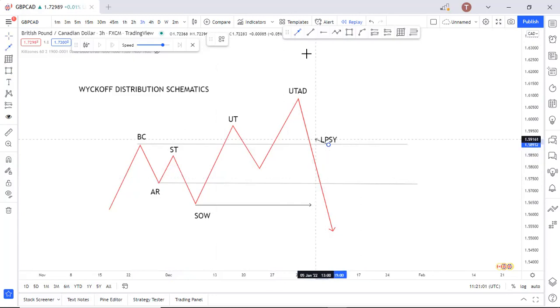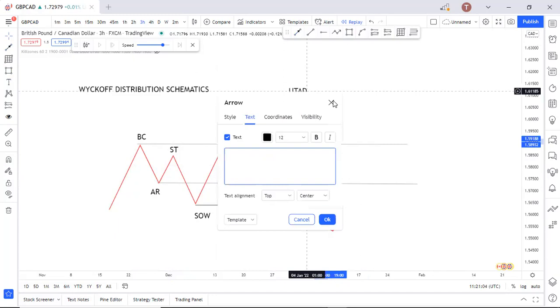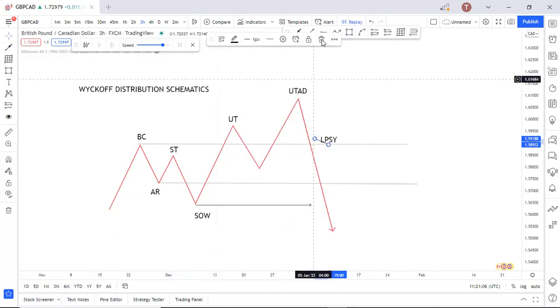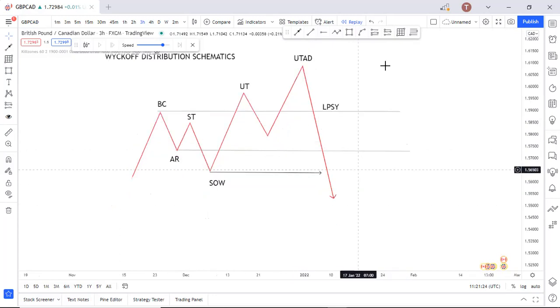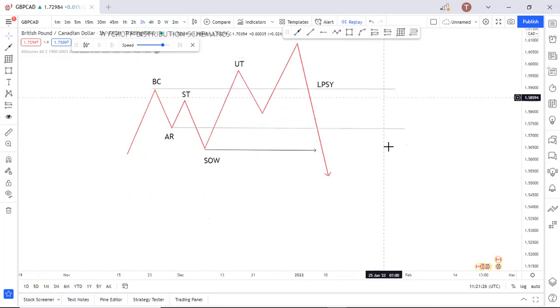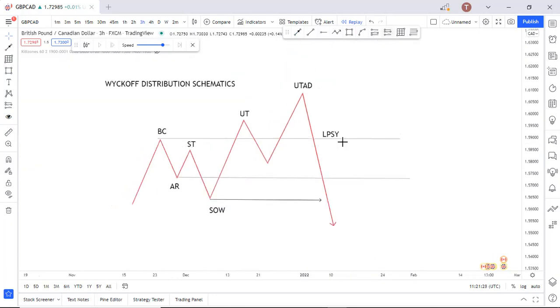This last point of supply is just supply zones that you will find in this leg of movement. Sometimes it can be an imbalance, it can be an order block, but mostly it's a supply zone. That is the zone that was left behind when we broke below this SOW. So at this area, you will start to look for possible sells in the market.